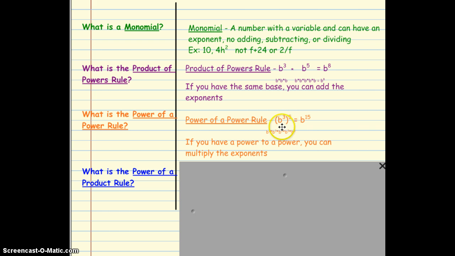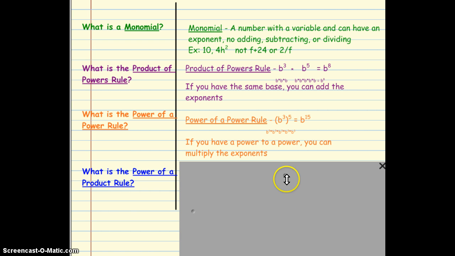And because this is b to the third and we have 5 of them, this means that we have b to the third times b to the third times b to the third times b to the third times b to the third. We have 5 of them, so then you can just add up all the exponents, 3 plus 3 plus 3 plus 3 plus 3. That gives us 15. So when you have a power to a power, the shortcut is you can just multiply the exponents.